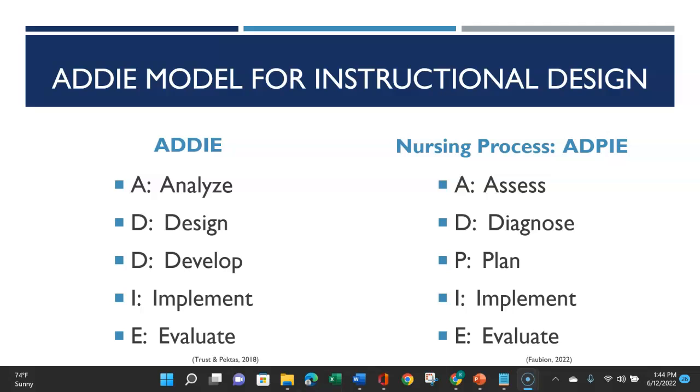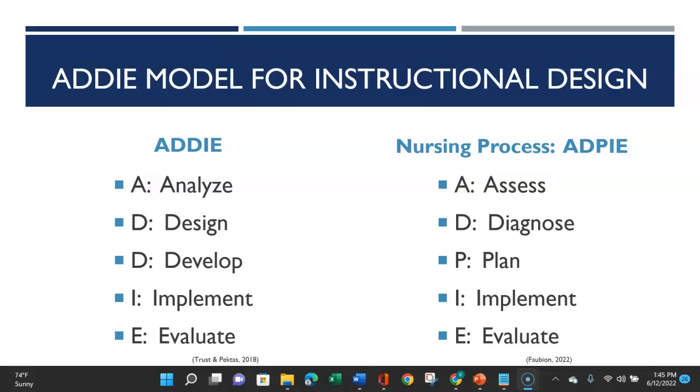The A in Analyze for ADDIE corresponds to the Assess in ADPIE, which is just gathering data and finding the needs. D stands for both Design and Diagnosis, figuring out how to sort and align the problems, and this is based on the data found when we analyze and assess our problems. The D and P, Develop or Plan, this step deals with how we will address the issue and how the problem will be solved and what materials or support is needed.